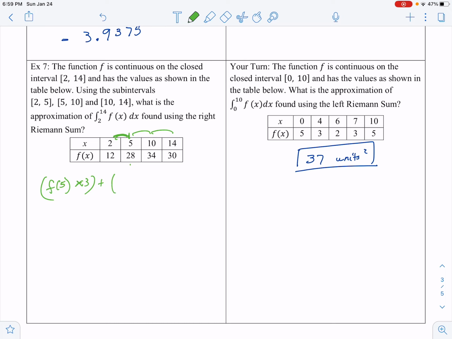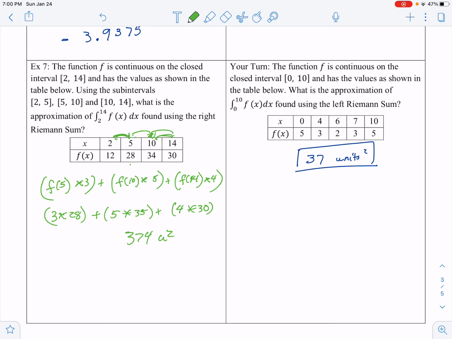And then the next one, the right-hand partition, is 10, so it's f of 10 times the width of that one, which is 5. You'll notice they're not the same width, and they don't have to be. This one you need f of 14 times the width, which is 4. So it ends up being 3 times 28 plus 5 times 34 plus 4 times 30. And you get 374 units squared.